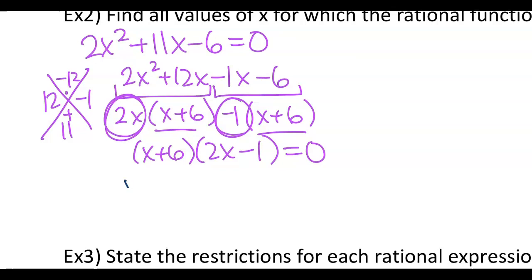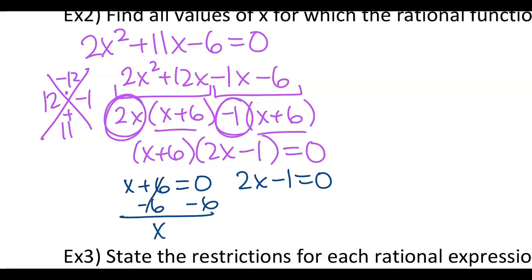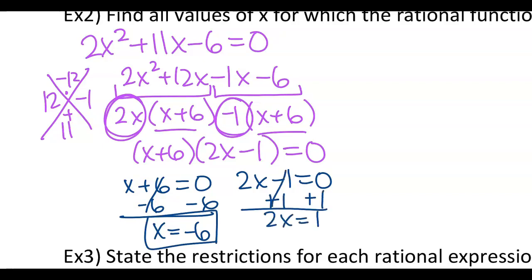So by the zero product property, we're going to take both of those binomials and set them equal to 0. Once you solve this, you'll see what values x, or the function of x, will equal an undefined answer. So we're going to subtract 6 for the first one. X will equal -6. And then we'll add 1 to each side. So 2x will equal 1.